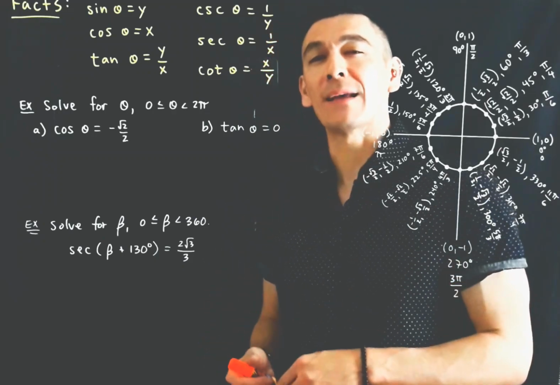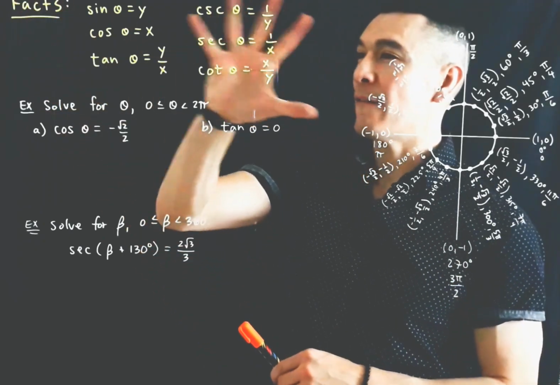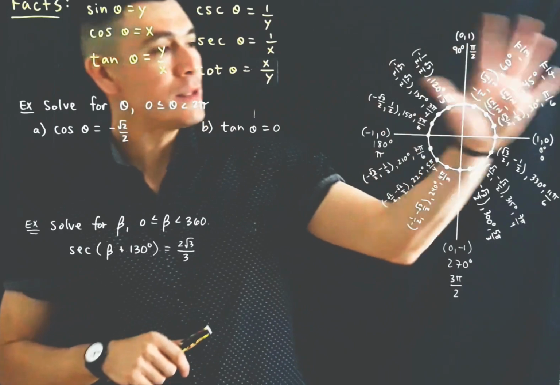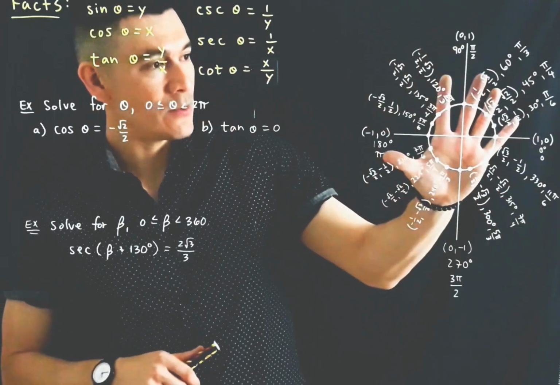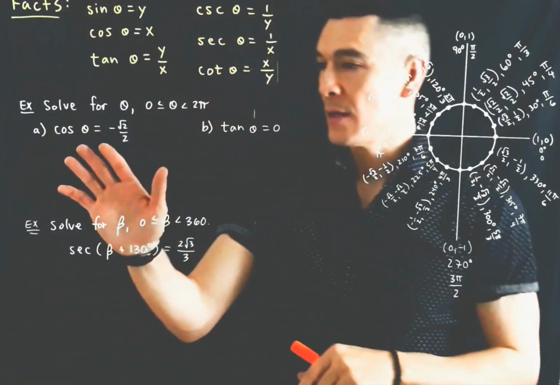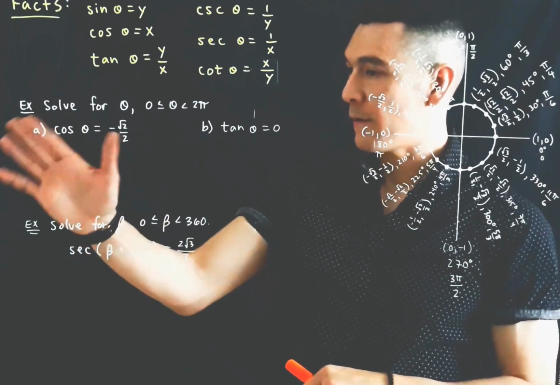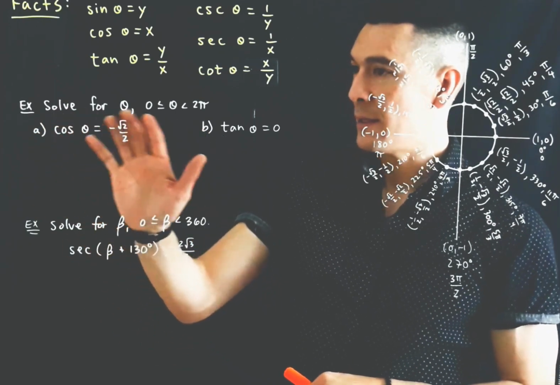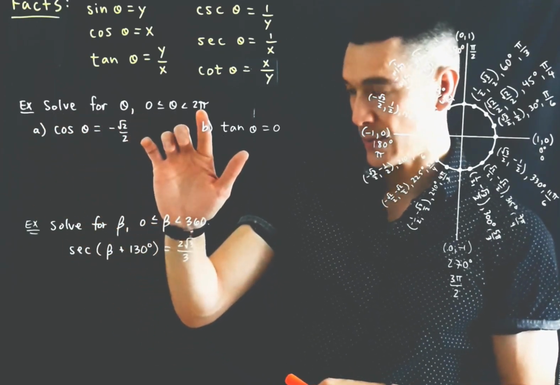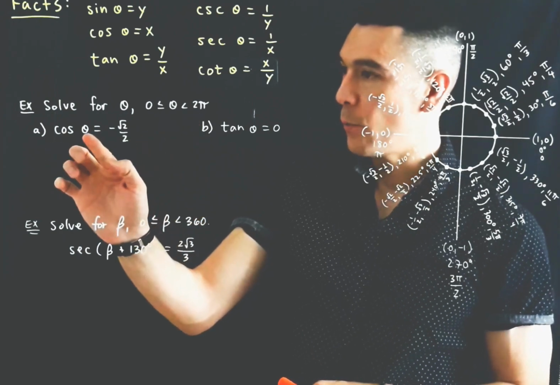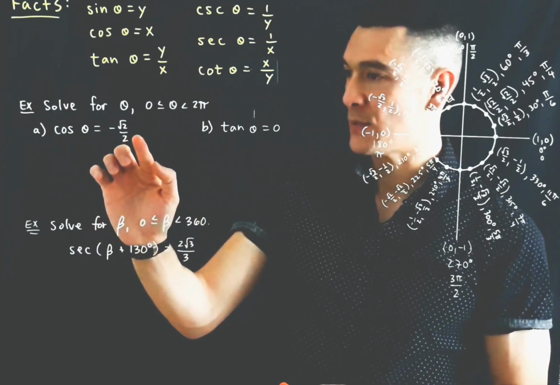So let's do some more practice problems. These are facts that are true on the unit circle. And we use the unit circle along with these facts to solve equations. For the first ones, we want to solve for theta. Now theta has to be in radians. The first one, where is cosine this?